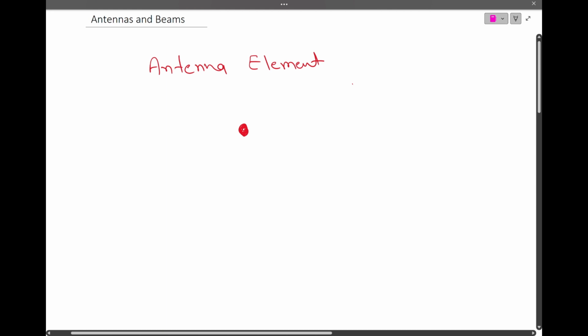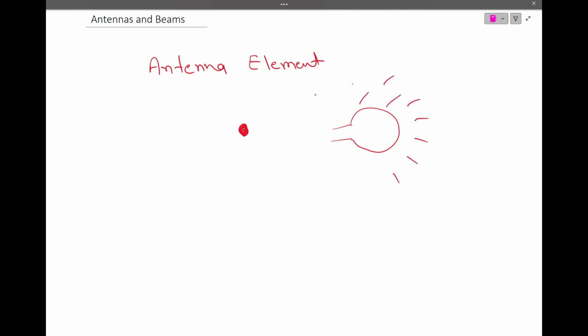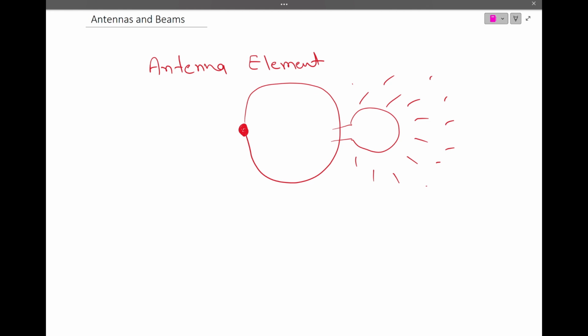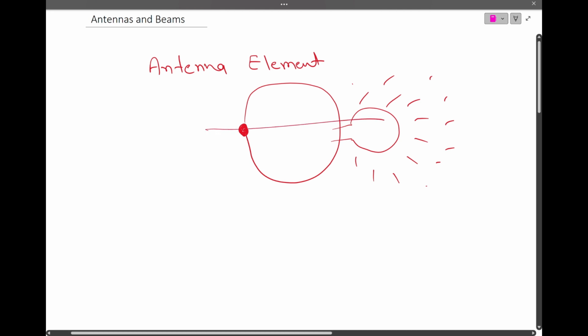When an antenna radiates, it radiates like a light bulb, this light bulb that we have seen. So it will radiate in all directions, forming a three-dimensional beam like this. Both horizontally and vertically it will form a beam. Let's say if I am showing horizontally like this, then vertically maybe like this. This is about a single antenna element.